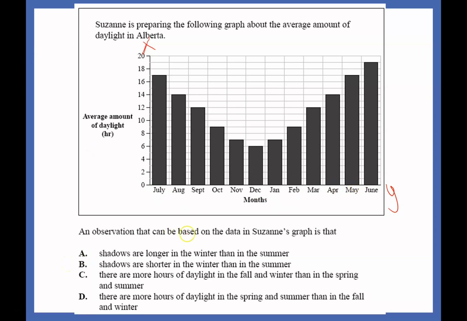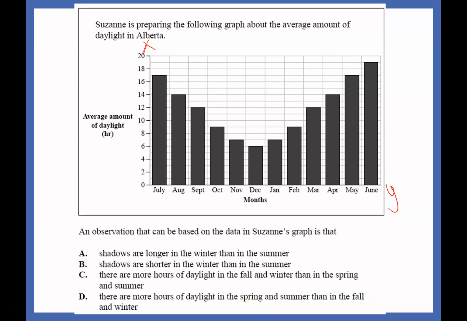An observation that can be made based on the data in Suzanne's graph is that A, shadows are longer in the winter than in the summer. B, shadows are shorter in the winter than in the summer. C, there are more hours of daylight in the fall and winter than in the spring and summer. Or D, there are more hours of daylight in the spring and summer than in the fall and winter.